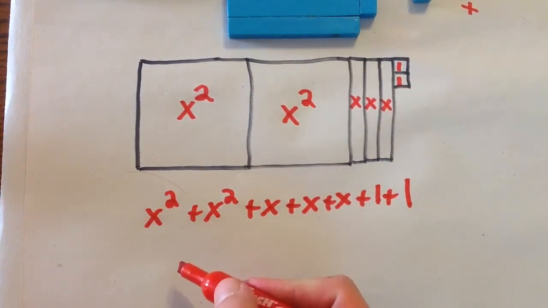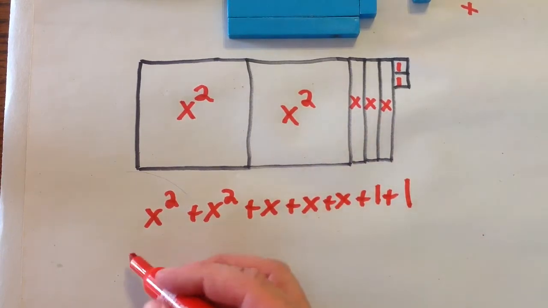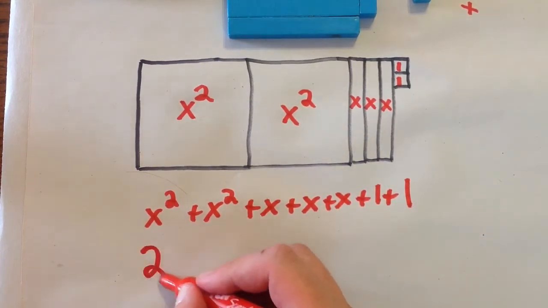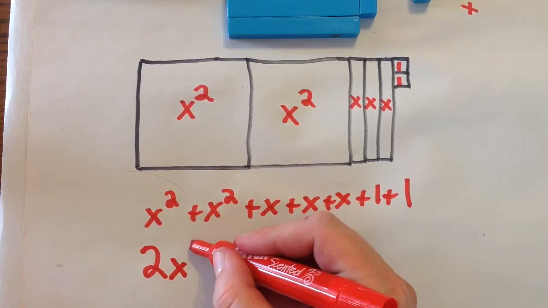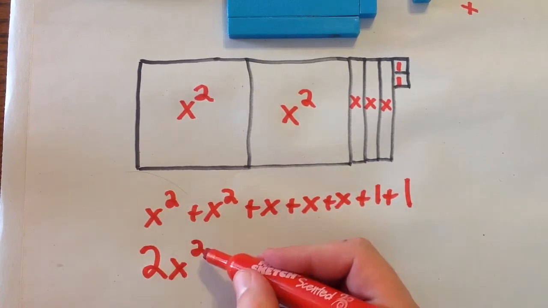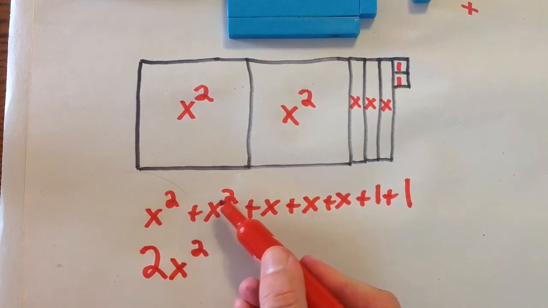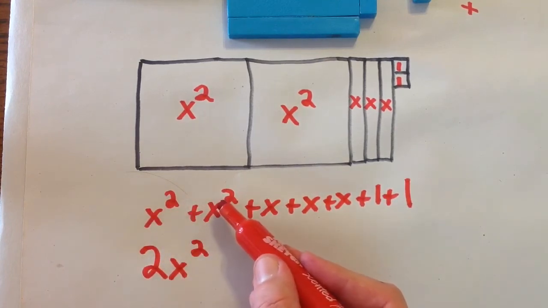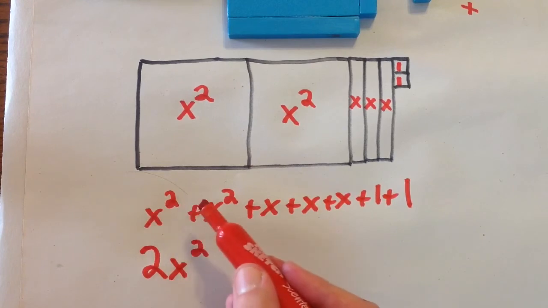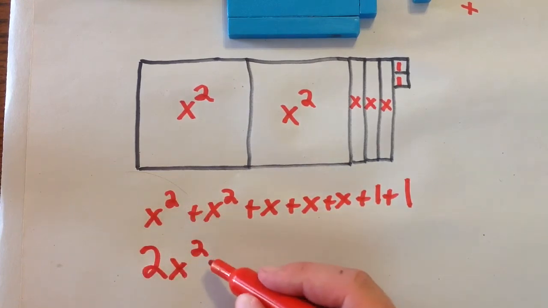Now this first expression is a little bit long, so we're going to simplify it, and we're going to do that by using coefficients. I write 2x squared because 2x squared is the same as saying I have 2 x squareds. Or adding x squared plus x squared is the same as multiplying x squared times 2. So I have 2x squared.